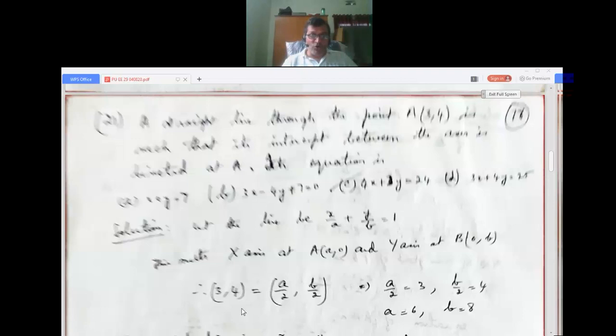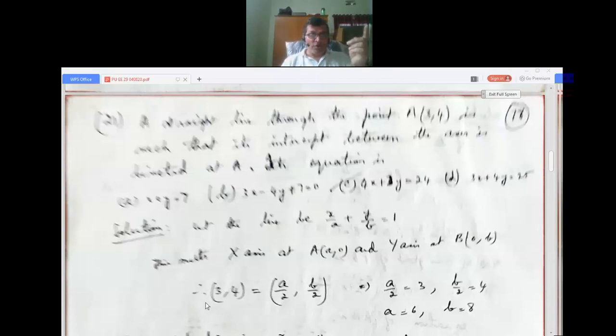So 3 comma 4 will be, see, one point will be a comma 0. That is, here I can take a comma 0. Another point is 0 comma b. This point is bisected at 3 comma 4. So 3 comma 4 will be a plus 0 by 2, that is a by 2, because it's the midpoint of AB. 3 comma 4 will be the midpoint of AB according to the question.